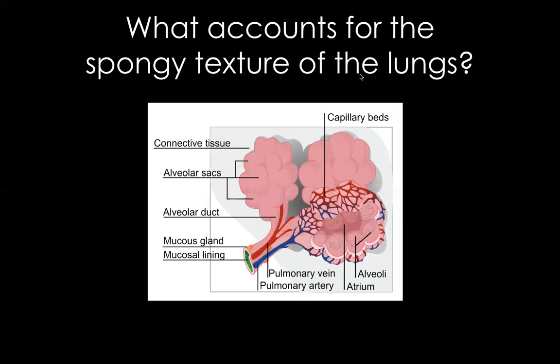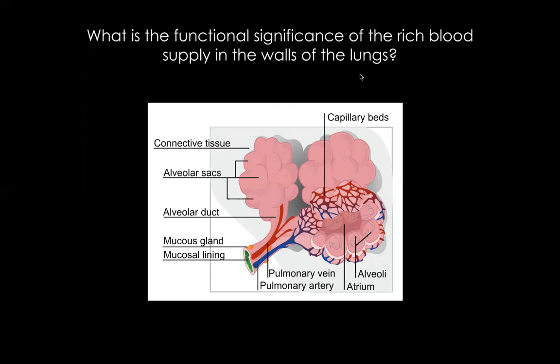What accounts for the spongy texture of the lungs? Pretty straightforward: the alveoli, which help maximize the surface area of the lungs for maximum oxygen absorption. What is the functional significance of the rich blood supply in the walls of the lungs? This is to make sure that the majority of the oxygen that is being absorbed by the alveoli is directly transferred to the blood that is being deposited by the pulmonary artery, such that when blood is returned to the heart through the pulmonary vein, it has experienced maximum oxygenation.